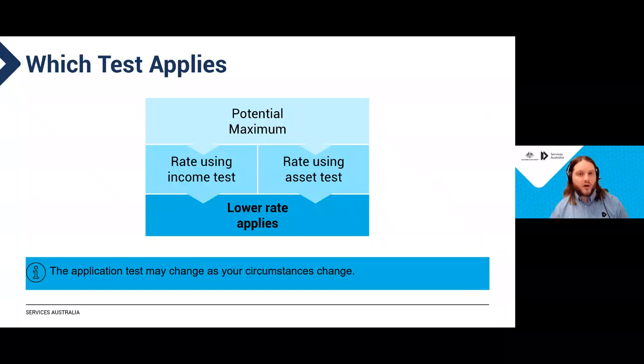And again, you are required to provide us with notice of your significant changes within 14 days of the change happening. In addition, it is important to note that a person's rate can change from the income test to the asset test or vice versa, depending on what's happening with their income and assets. This is particularly relevant for somebody with varying incomes, say somebody that's working casually or seasonally.